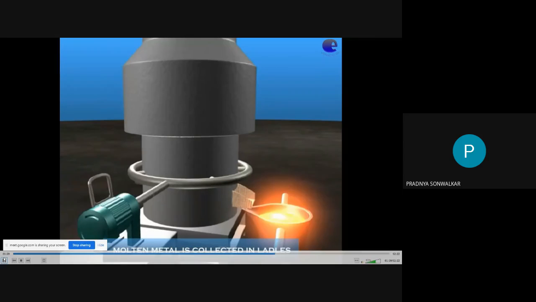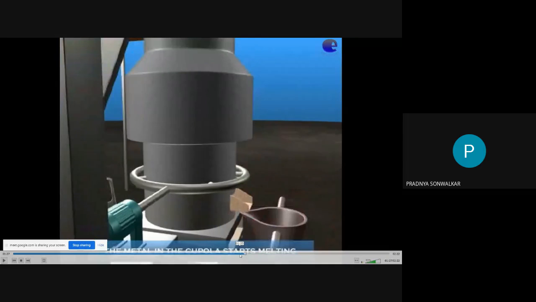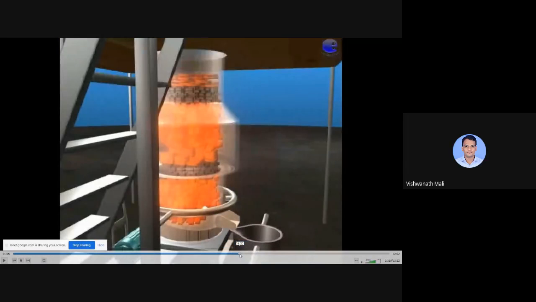Sir, how is that a drawback if the film and molten metal are in contact? How is that a drawback? So what happens as we are using fuel as a coal? Okay, so coal contains carbon. Okay, so it will disturb our composition. So that carbon will be as a part of our molten metal.